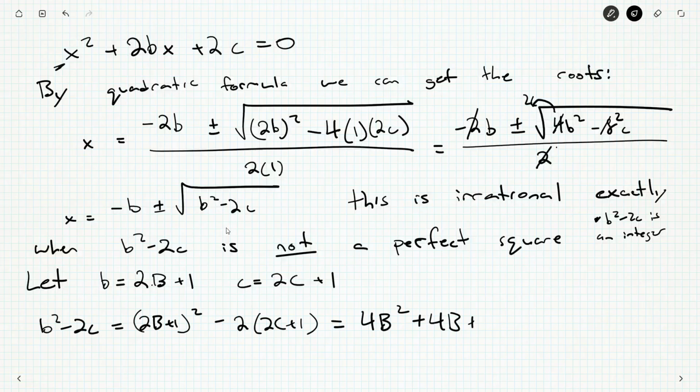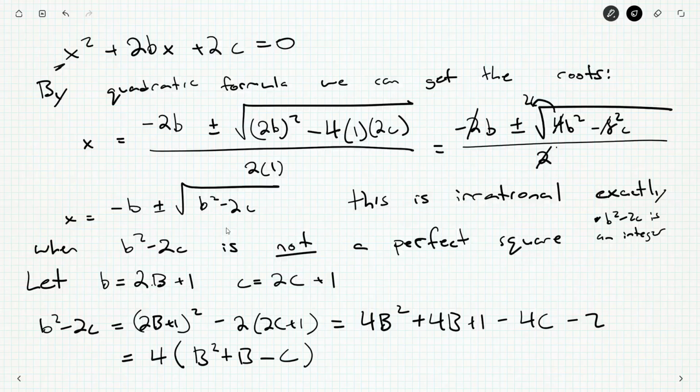And that's going to be 4B squared plus 4B plus 1 minus 4C minus 2. And this is going to be expressed as 4 times (B squared plus B minus C) minus 1. Which has a remainder.